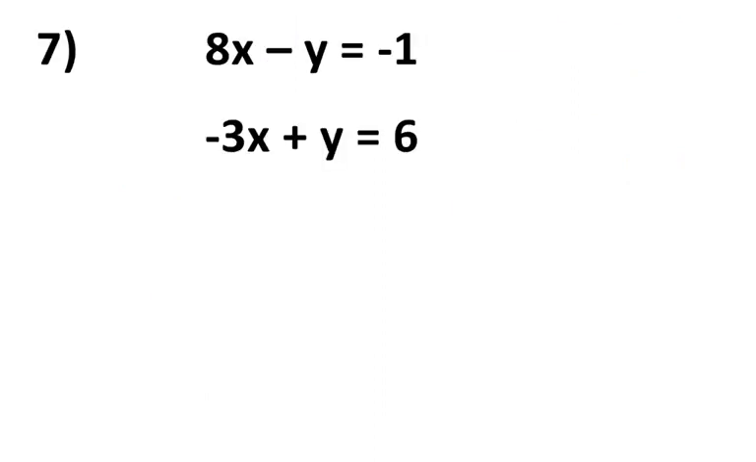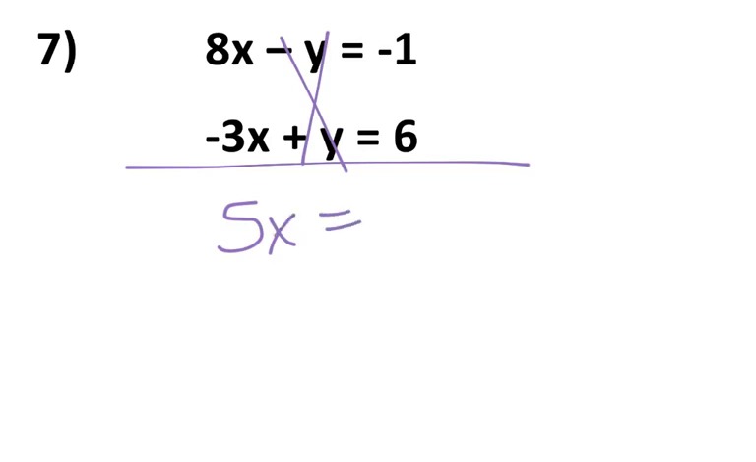Okay, next, number 7. Okay, so look at this, make sure everything's in order. Check to see if one of your variables will be eliminated. If it is, go ahead and take care of it. If not, then you might need to multiply by -1. Okay, what you should have done, you notice these are going to be eliminated. All you have to do is just add the two equations together. So 8x minus 3x, or plus a negative 3x, is 5x. And then negative 1 and 6 is 5, and so x is equal to 1.